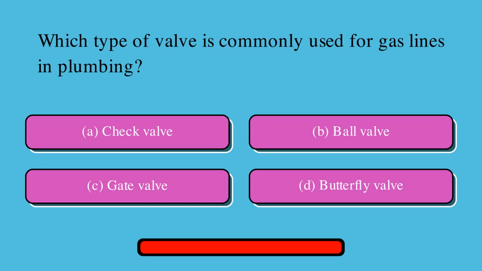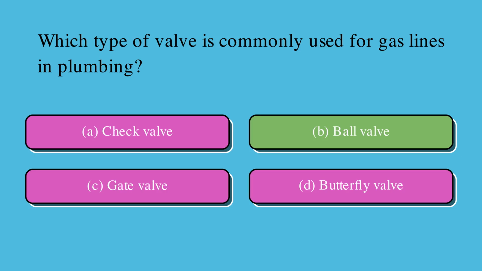Which type of valve is commonly used for gas lines in plumbing? A. check valve or B. ball valve or C. gate valve or D. butterfly valve? The correct answer is B. ball valve.